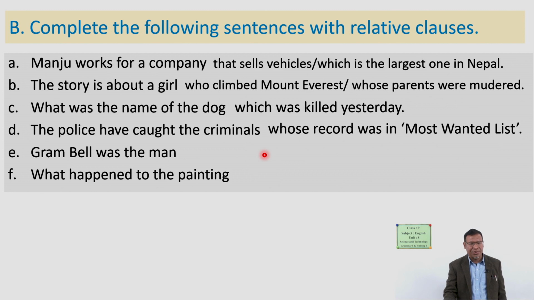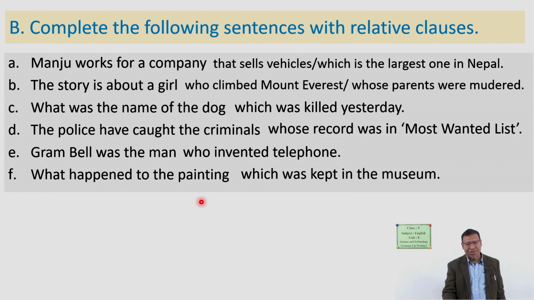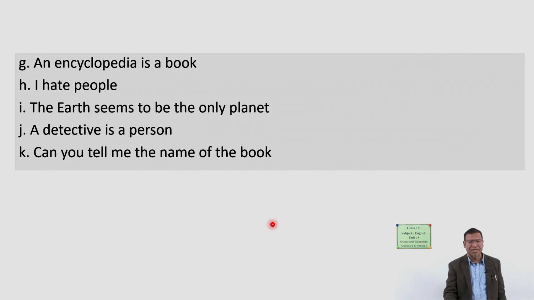Similarly, Graham Bell was the man. So, man means you are using who. Graham Bell was the man who invented telephone. All right. So, similarly, what happened to the painting which was kept in the museum? What happened to the painting that was painted by Ram Thapa? All right. So, you can use your own kind of relative clauses to complete the sentences.